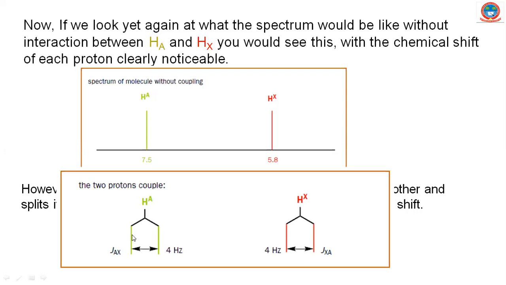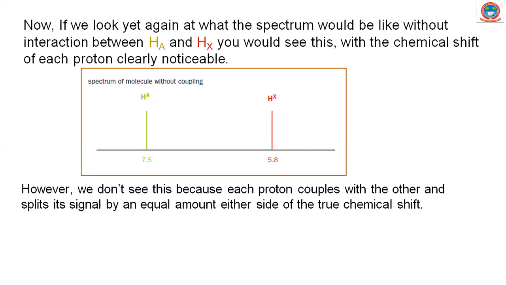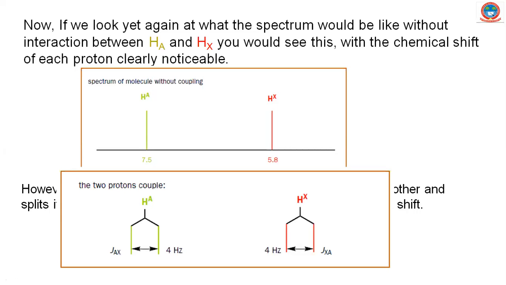You can say these two protons are neighbors of each other. They are neighbors of each other. Fine. Yes, you got it. See, this is the spectra, neighbors of each other.